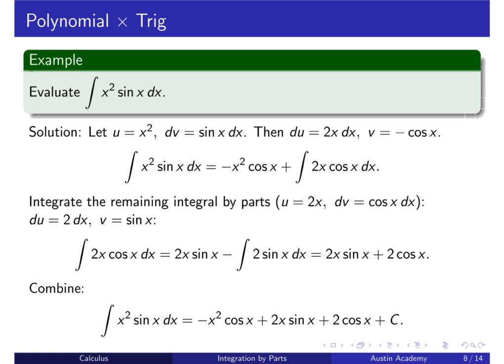Example 3. Evaluate the integral of x^2 sin x. Let u equals x^2 and dv equals sin x dx. Then du equals 2x dx and v equals negative cos x. That gives negative x^2 cos x plus the integral of 2x cos x dx. We apply parts again. u equals 2x, dv equals cos x dx, so du equals 2 dx and v equals sin x. That integral becomes 2x sin x minus the integral of 2 sin x dx, which is 2x sin x plus 2 cos x. Combining, our answer is negative x^2 cos x plus 2x sin x plus 2 cos x plus c.